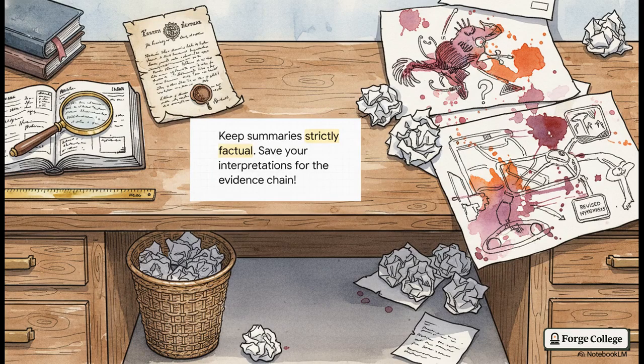For example, simply write, David Chaum described a double spend concern in a 1990 memo. Please do not write, this proves David Chaum is the undisputed god of cryptocurrency. Keep it completely objective. Who said what and when. Save all your brilliant overarching interpretations for the evidence chain later.